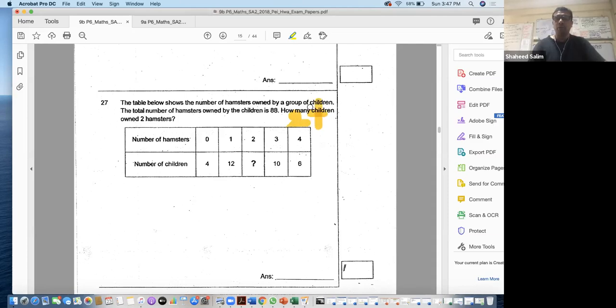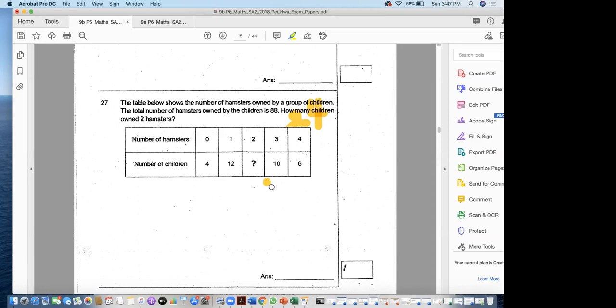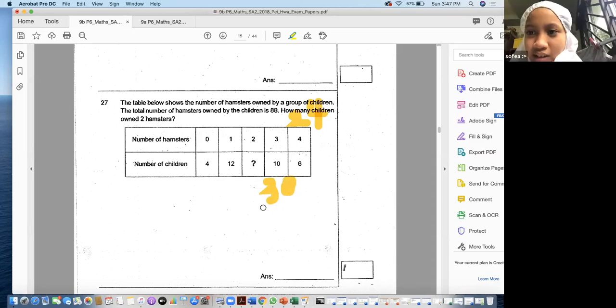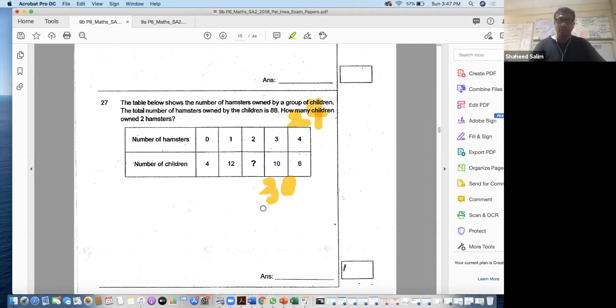Then you continue until down here. 10 children own 3 hamsters. How many do they have? Good. So you add all this up until you get 88. Down here you don't know. 88 minus 66 is 22, right? Good. The 22 is what? The number of hamsters down here.